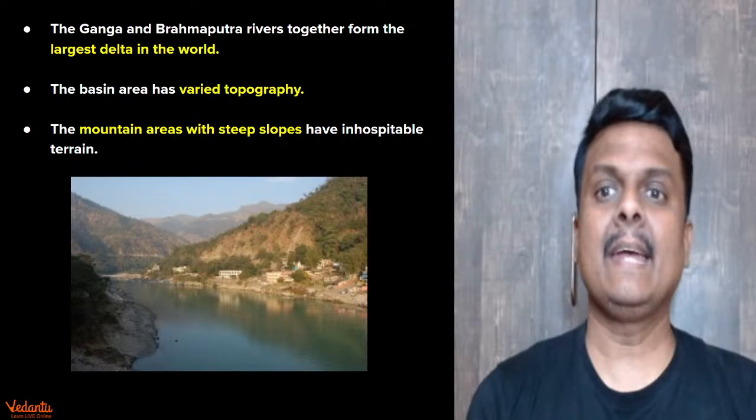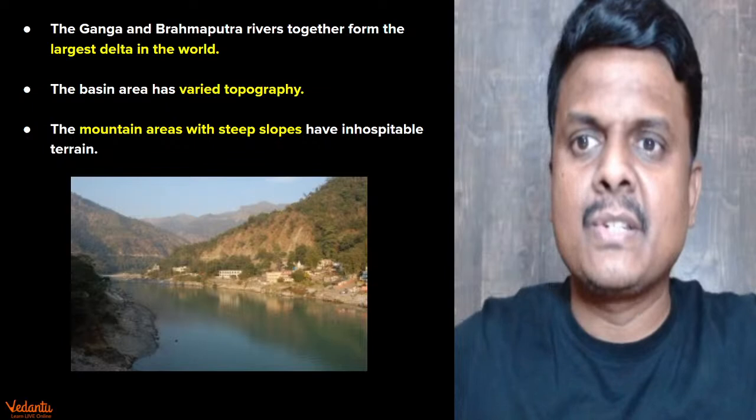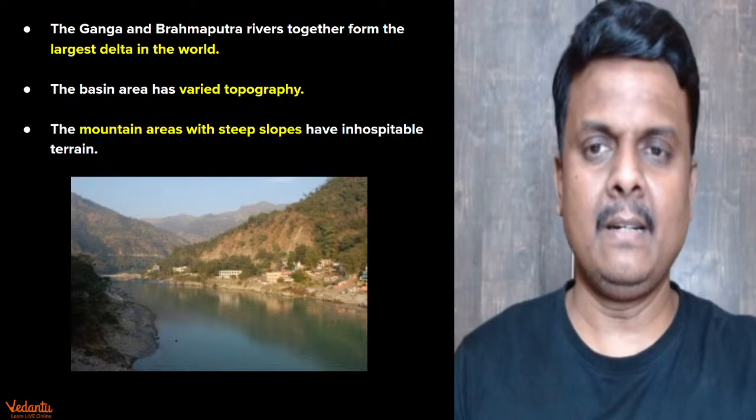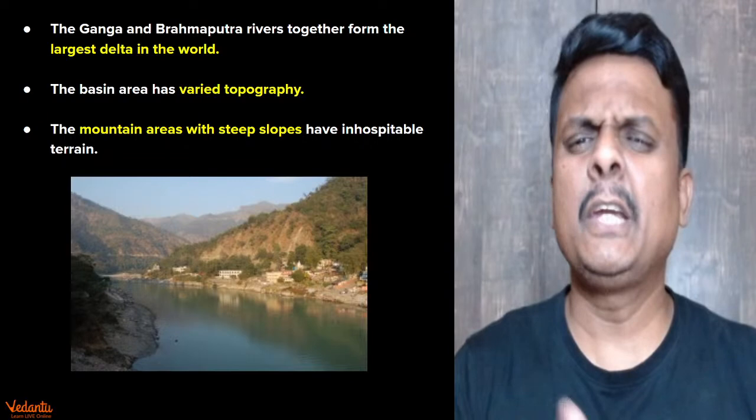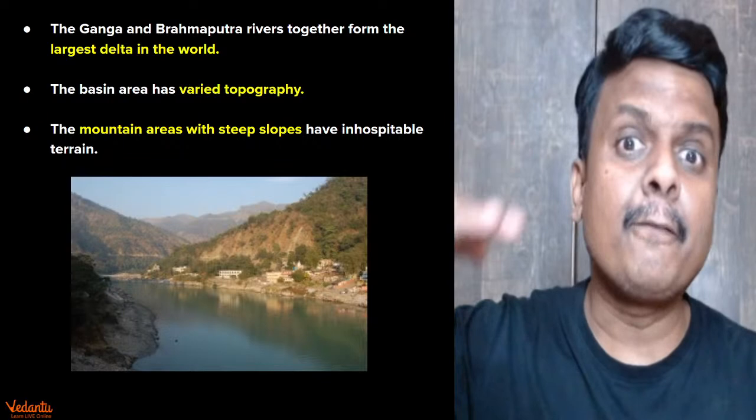And guys, the Ganga and Brahmaputra rivers together form the largest delta in the world. The region around the rivers, which we call a delta, right? The largest delta in the world is formed by the Ganga and Brahmaputra rivers together. And the topography is varied: hills are there, plains are there, mountains are there. Different topographies are there in this Ganga Brahmaputra basin.